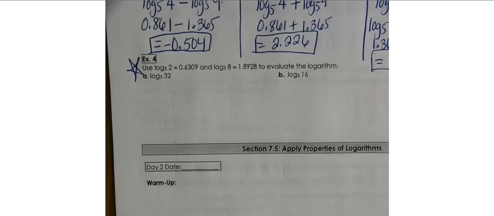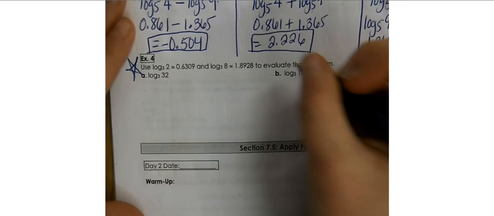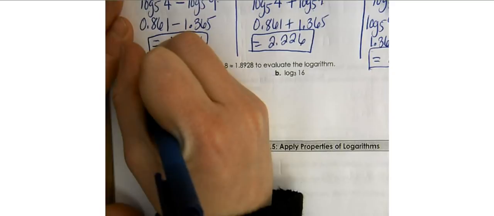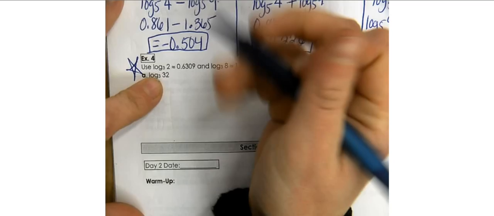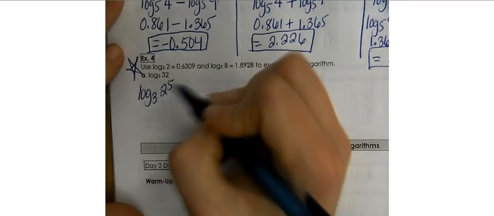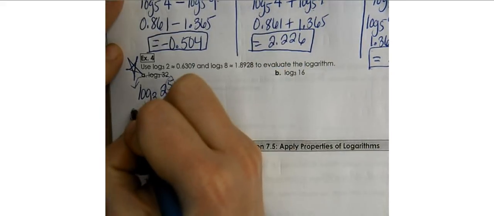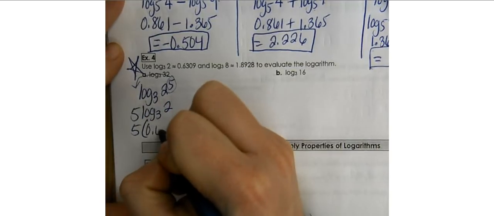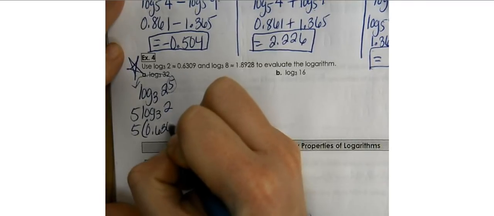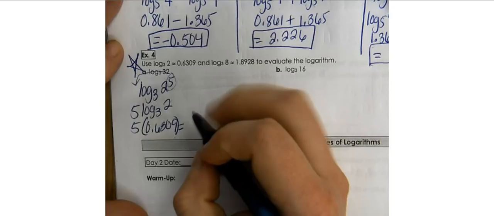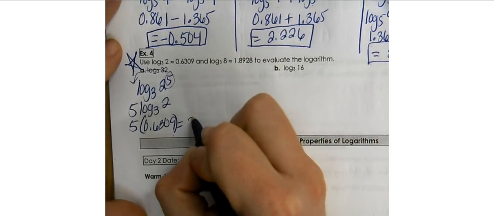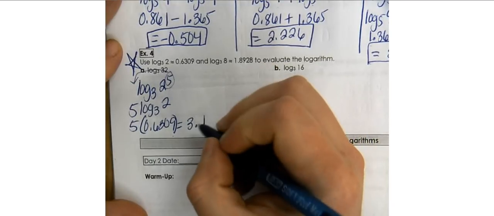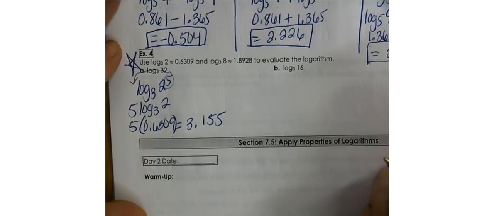All right, so 32, there's a lot of approaches that you could do. Some people might see that the number 32 is 2 to the 5th power and write that as log base 3 of 2 to the 5th. Well, we can bring that 5 out in front and make that 5 times log base 3 of 2. So that's 5 times 0.6309. And when you multiply those two numbers together, you end up with 3.155, rounding to the nearest thousandth.